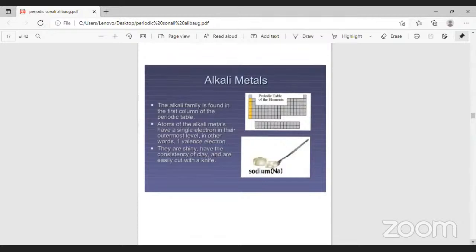Okay. So the alkali family is found in the first column of the periodic table. Atoms of the alkali metals have a single electron in their outermost level, in other words, one valence electron. They are shiny, have the consistency of clay, and are easily cut with a knife. Means they are soft. Now my point is why are alkali metals soft in nature? One can cut alkali metals with the help of a knife. Why?